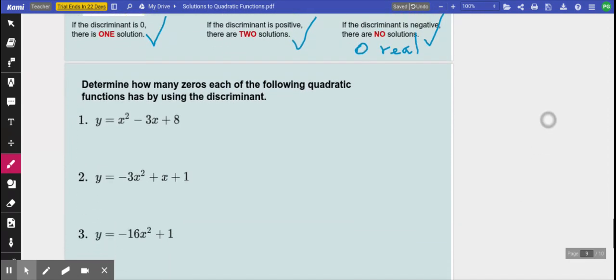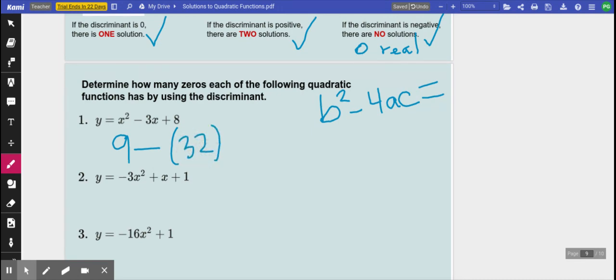The discriminant, b squared minus 4ac. We're just talking about the number. This is a single number that's under the radical sign. We're not going to use the radical sign. We're just going to find out what b squared minus 4ac equals. So in number 1, b squared would be 9 minus 4 times 1 times 8. This answer is a negative number, so there are no real solutions.